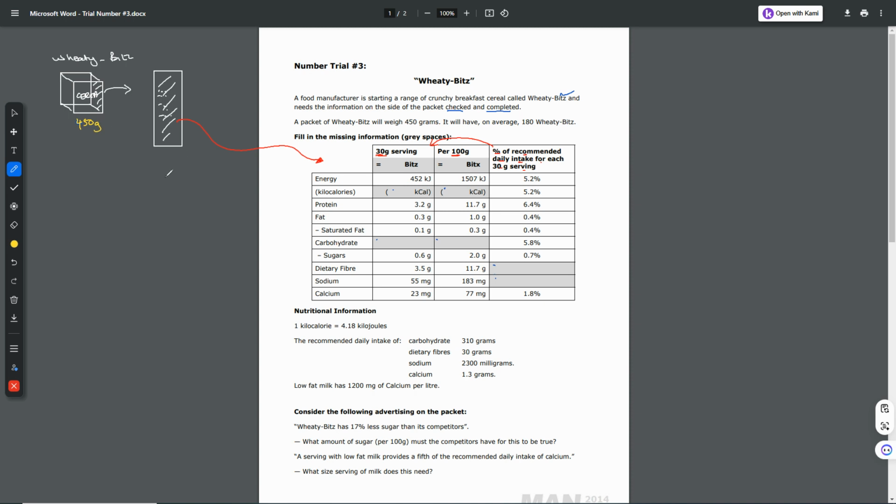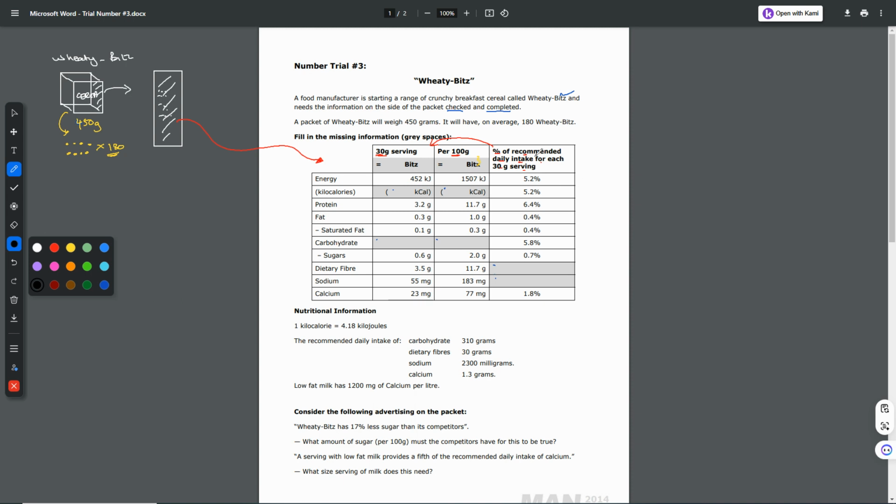And it will have an average of 180 Wheaty Bits in there. So in here, you'll have Wheaty Bits, okay? And you'll have a total of 180 of those Wheaty Bits in one bag. Okay. Looking at the information, I can see that from a 30 gram serving, you're going to get 1507 kilojoules. And I think that's supposed to be Bitz. It's supposed to be a Z here, because it's not Bitx, it's Bitz. Bitz, B-I-T-Z. All right, 5.2% is the recommended daily intake for each.